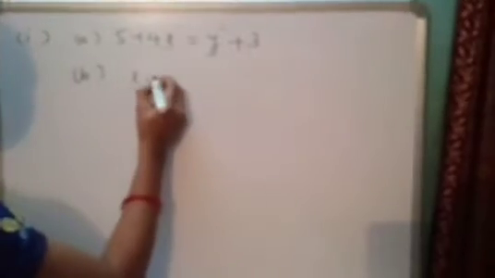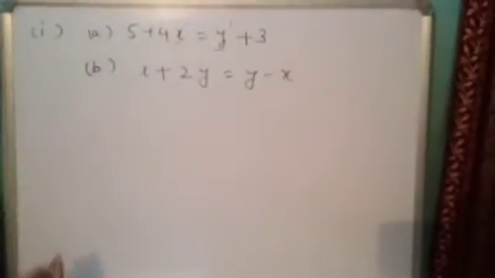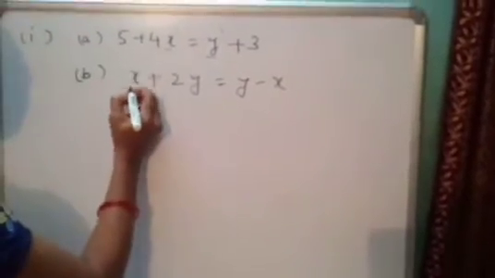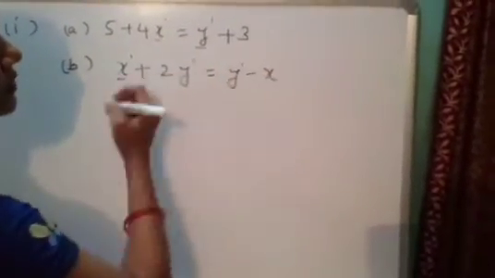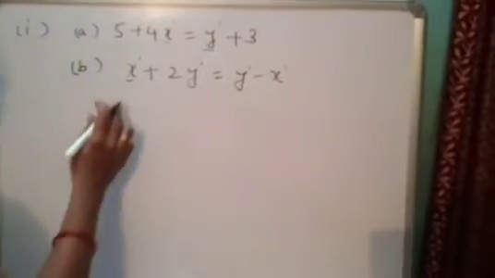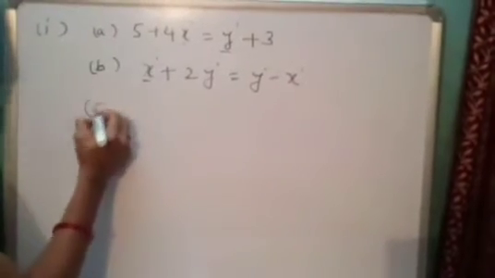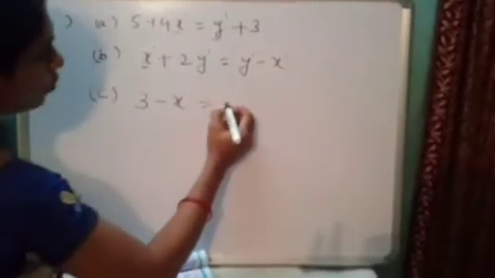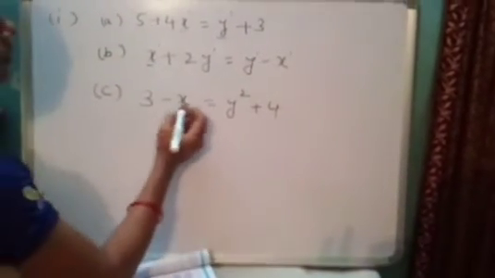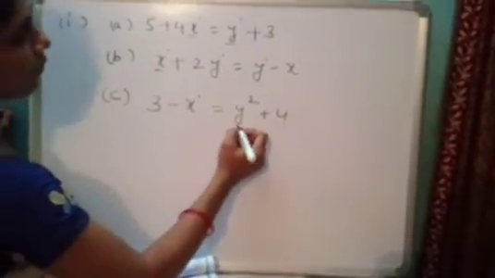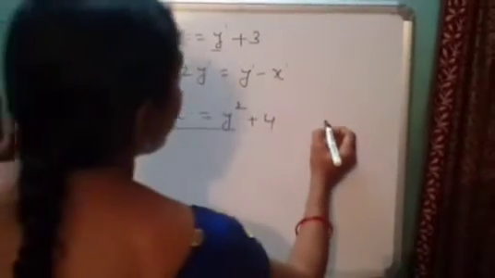Next, B. x plus 2y equal to y minus x. In this equation, the first term's degree is 1 and the second term's degree is 1. Next, y's degree is 1, x's degree is 1. This is a linear equation in two variables. And next, C. x equal to y power 2 plus 4. In this equation, x's degree is 1 and y's degree is 2. This is not a linear equation. It is a quadratic equation.